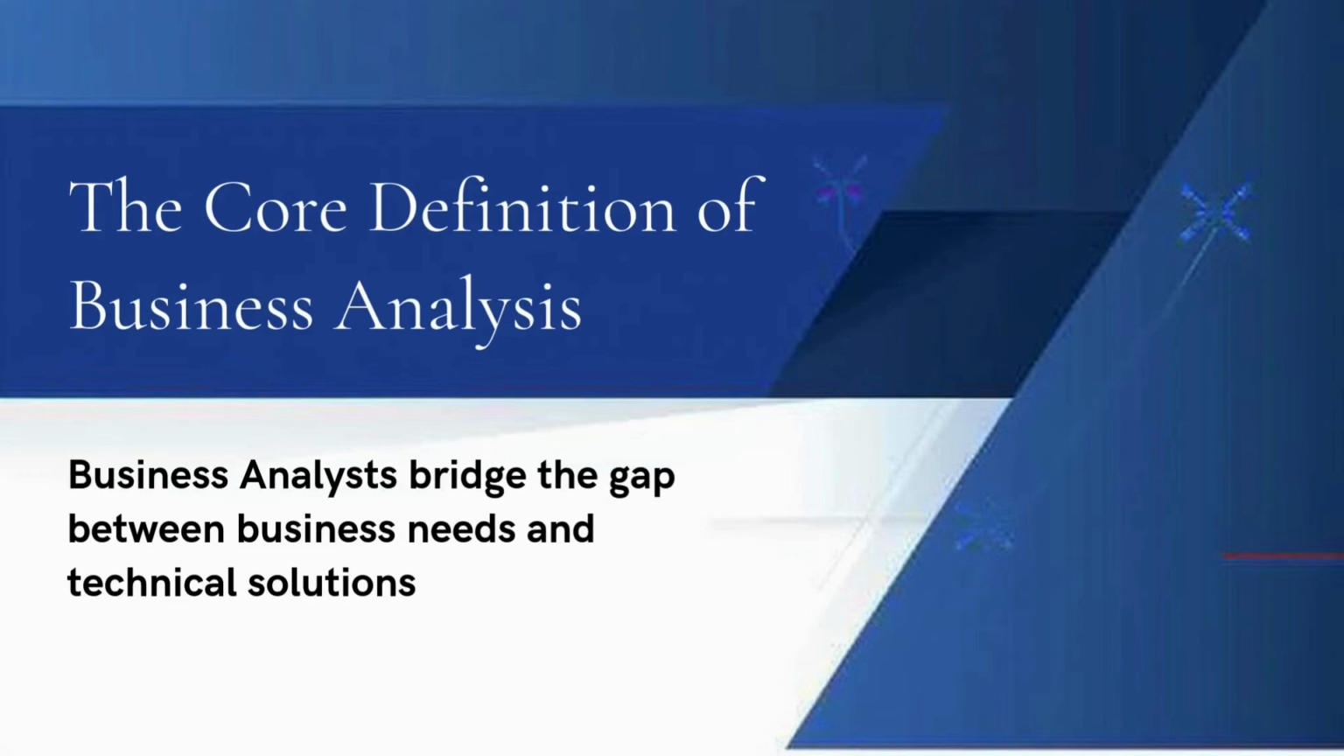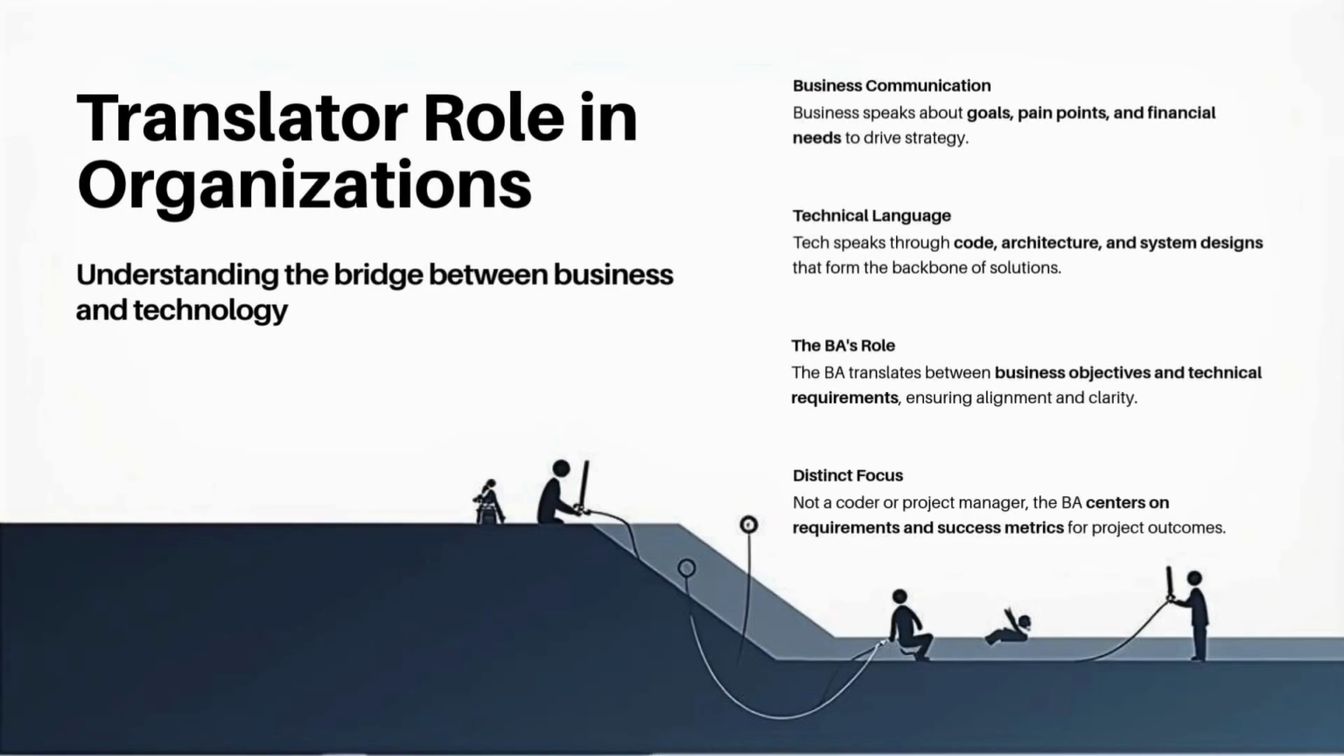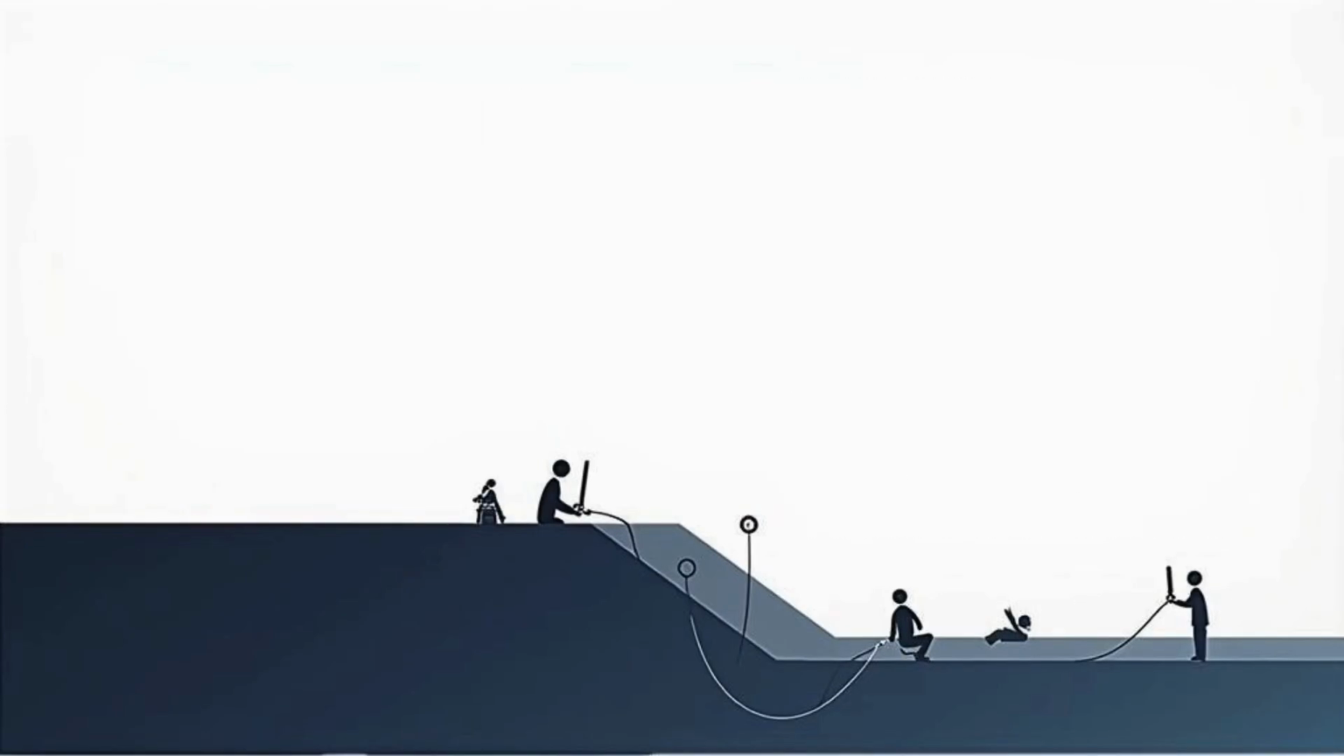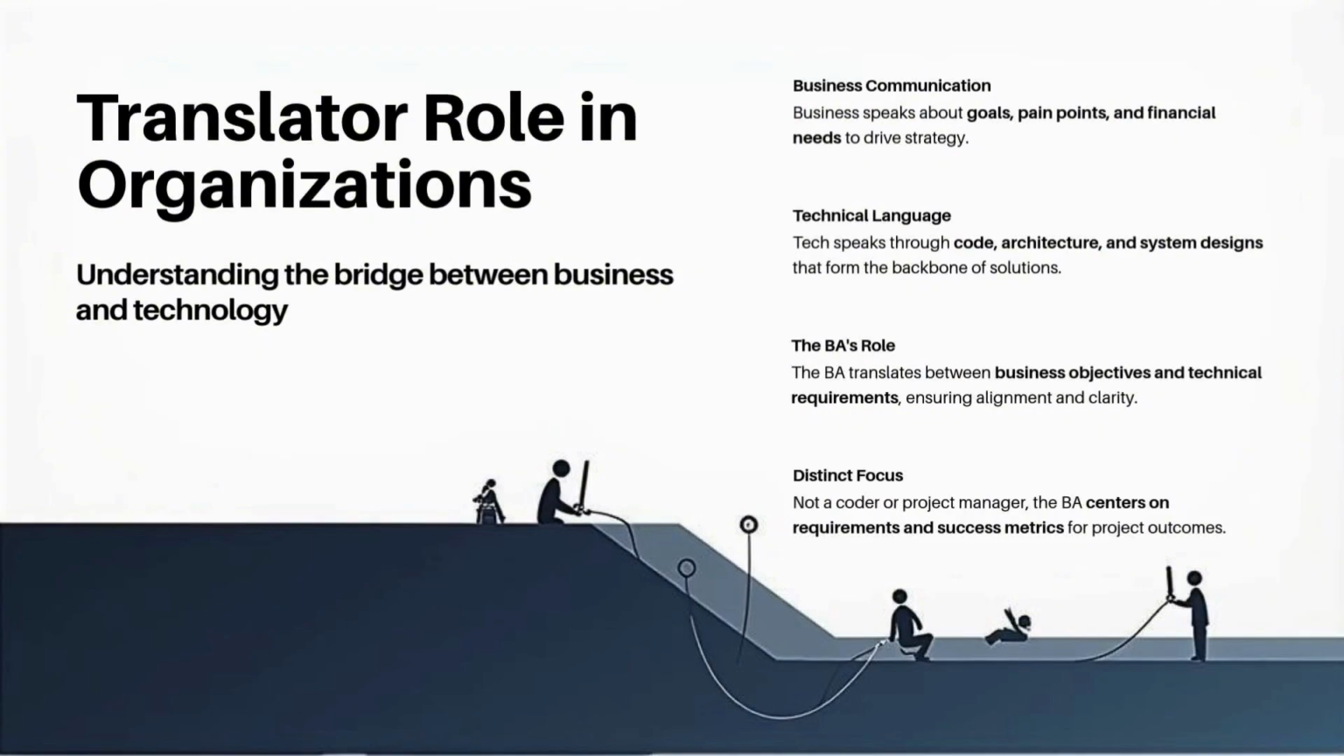They sit between stakeholders, who know the problem, and the technical team, who can build solutions. The BA's job is to make sure both sides understand each other. Think of them as translators. Business people speak in terms of goals, pain points, and money. Technical people speak in code, architecture, and system constraints. The BA listens to the business, captures the requirements, and then translates those into clear instructions for the technical team.